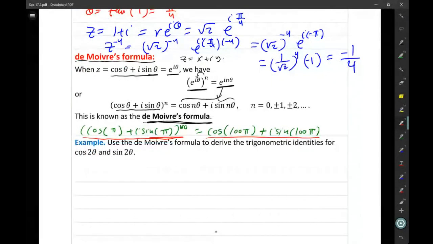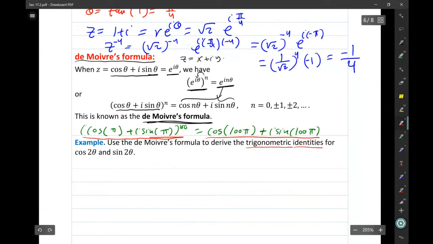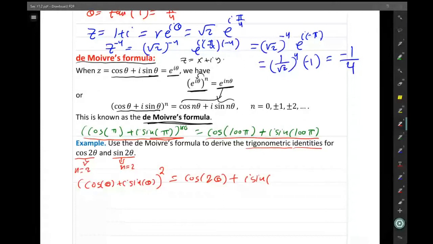The example says use De Moivre's formula to derive the trigonometric identities for cosine 2 theta and sine 2 theta. From those, you will see that n is equal to 2. Now apply De Moivre's where n is equal to 2, that means (cosine theta plus i sine theta) squared should be equal to cosine 2 theta plus i sine 2 theta.